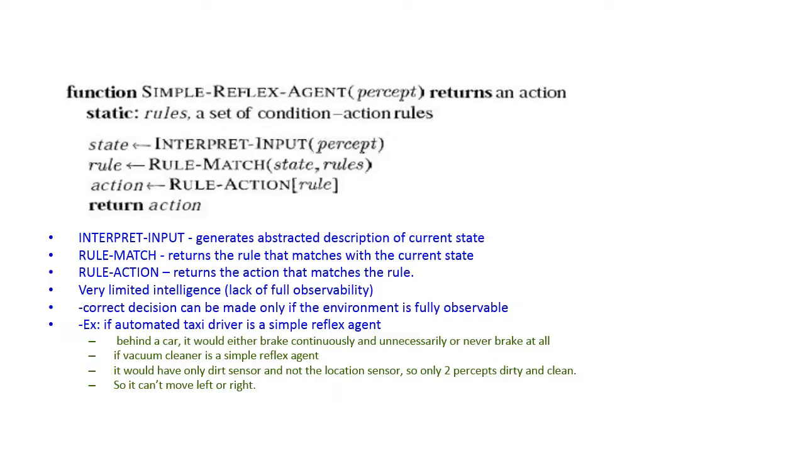And this is the simple pseudocode for the simple reflex agent. The function simple reflex agent of percept, that is, it will accept the percept, that is the input, given as a parameter of this function, and it will return action. Action is our output, and static variables are rules. Rules are nothing but a set of condition action rules, right? So that is static, and it has three variables. First one is static, rule, and action.